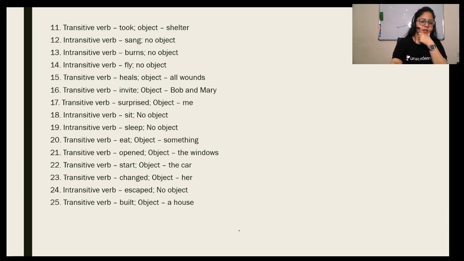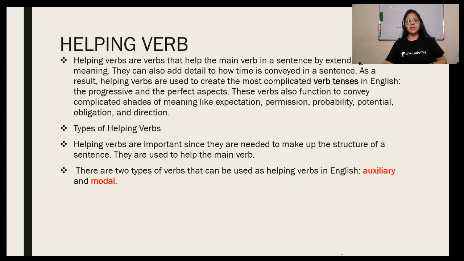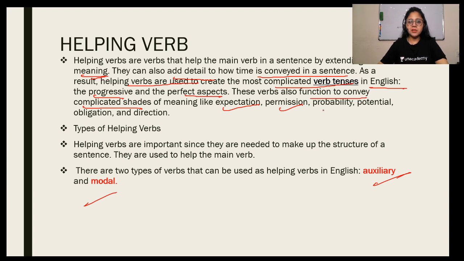All right, now quickly moving on to helping verbs. The helping verbs can be auxiliary or modals. Helping verbs are verbs that help the main verb in a sentence by extending its meaning. They can also add detail to how time is conveyed in a sentence. As a result, helping verbs are used to create the most complicated verb tenses in English, the progressive and the perfect aspects. These verbs also function to convey complicated shades of meaning like expectation, permission, probability, potential, obligation, and direction.